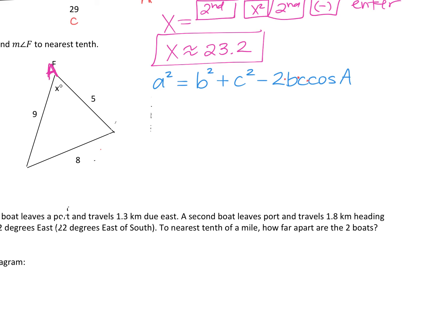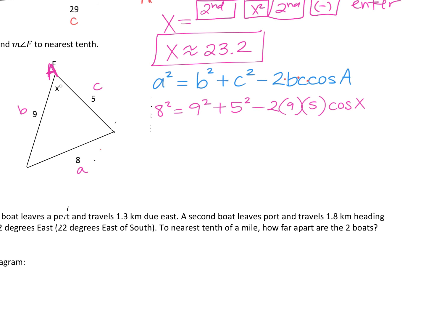What's your lowercase a? Across from the angle, right? So this is a lowercase a. What's your B? 9 or 5, it doesn't matter, okay? I'm going to call it 9 and then C for 5, but you can flip those and you will get the same answer, okay? Okay, so now let's drop everything into our formula. A squared is 8 squared equals B squared, so 9 squared, plus C squared, which is 5 squared, minus 2 times 9 times 5 times the cosine of what?